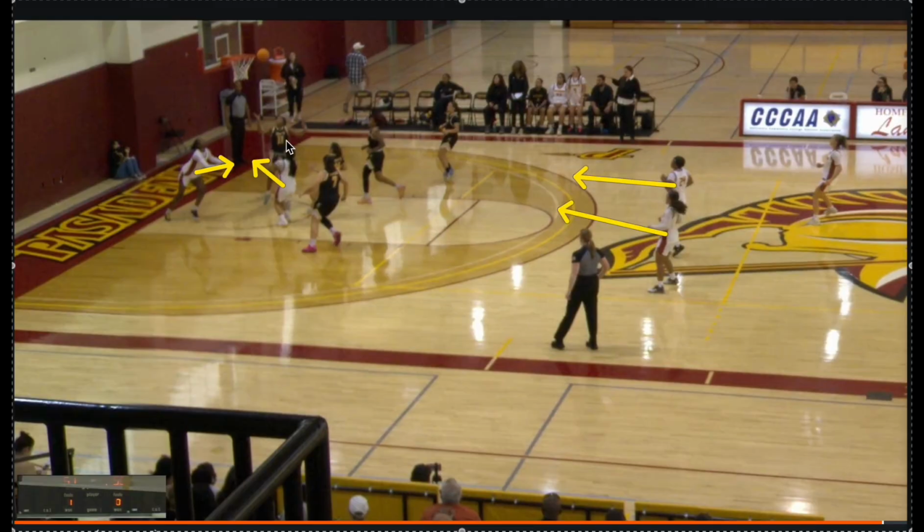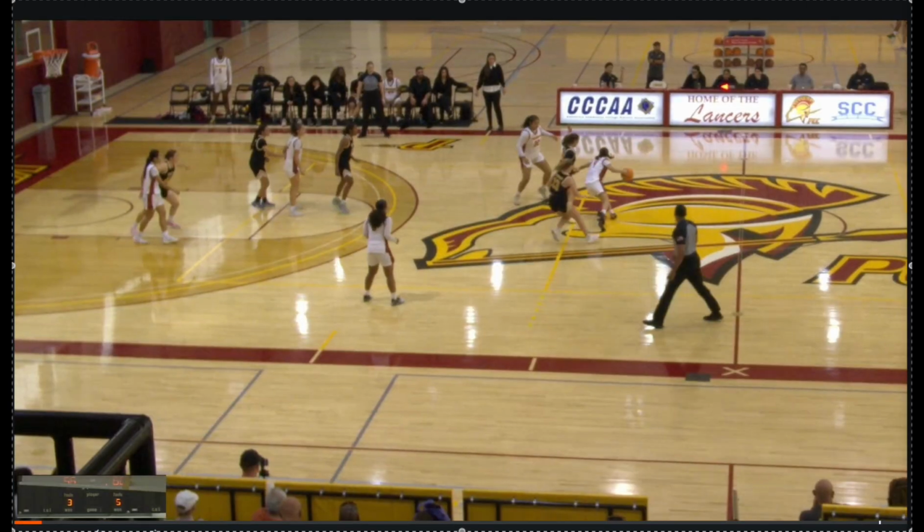This is what I mean by standing in between your man and the basket. As soon as that pass is made, you do not give her that lane. You're giving her a lane. You stand in between her and the basket. And why are we standing around looking around? Where can somebody crash at? Look for them. Where can they crash from?